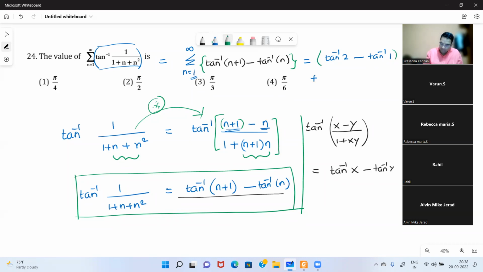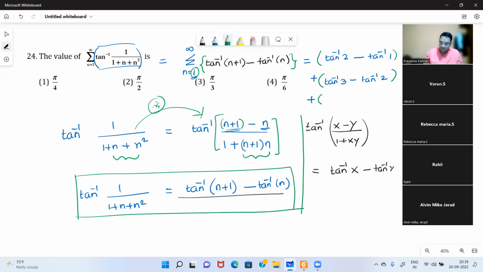Now for the next term, you should increment n by 1 every time. First, you put n equal to 1 and got tan inverse 2 minus tan inverse 1. Now you should put n equal to 2. When you put n equal to 2, you will get tan inverse of 2 plus 1, which is 3, minus tan inverse of 2.